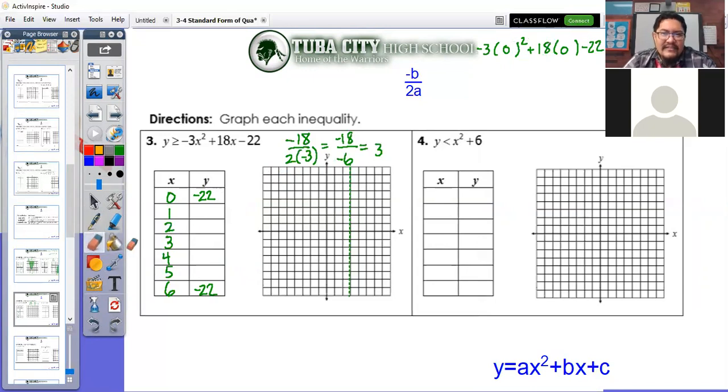Because, even if it's wrong, it's not really going to affect the graph, but I would suggest fill it in anyway. Anyway, let's go ahead and go to the next one, which would be 1. So 1 squared, this would be 3 times 1 plus 18 minus 22.